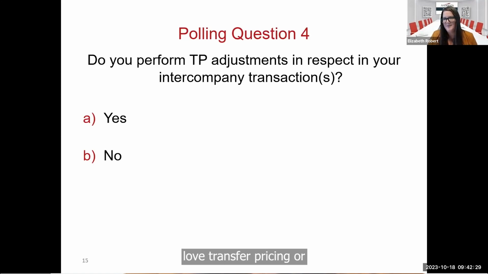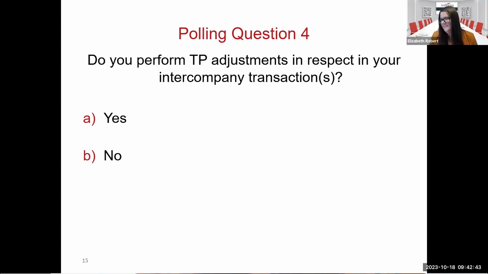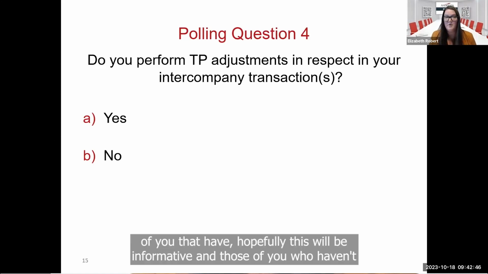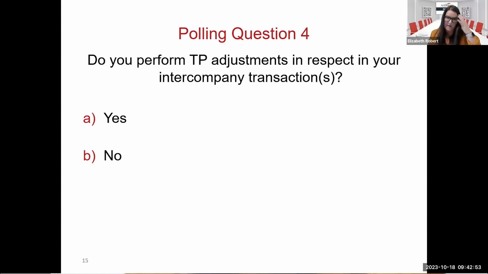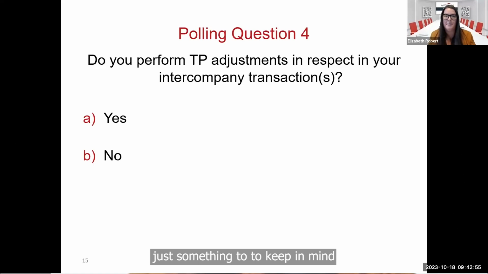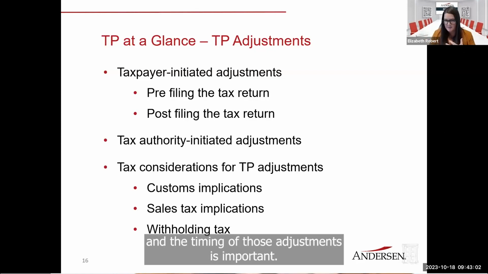That's why people either love transfer pricing or they start to have nightmares if it's coming on their plate. We got a mixed bag there. So for those of you that have performed adjustments, hopefully this will be informative, and for those who haven't, at some point it's just something to keep in mind. As Namir was saying, there are different types of adjustments and the timing of those adjustments is important.